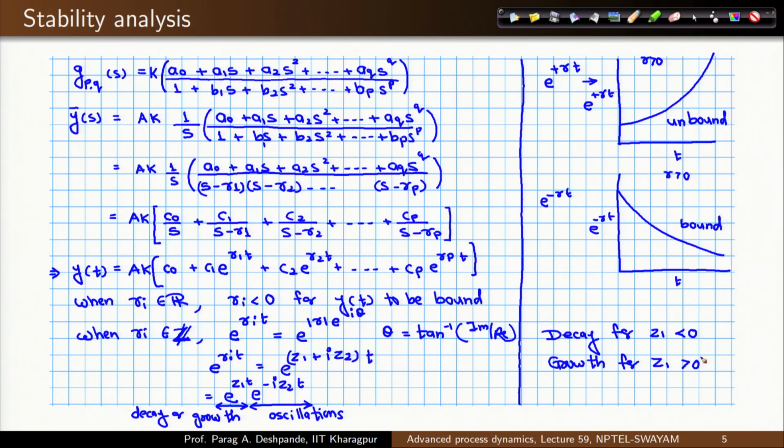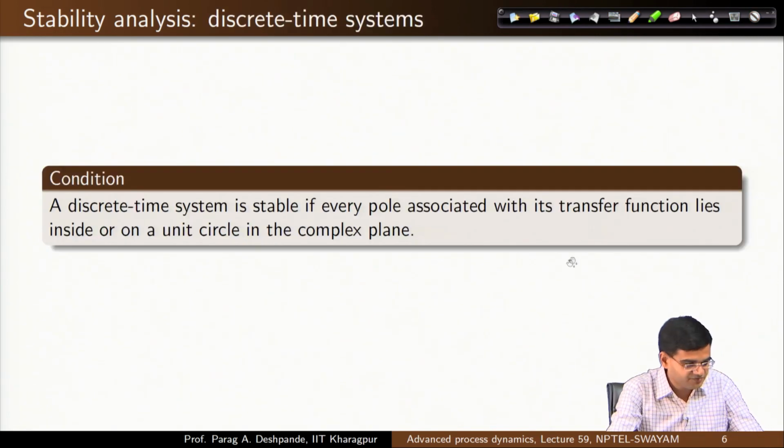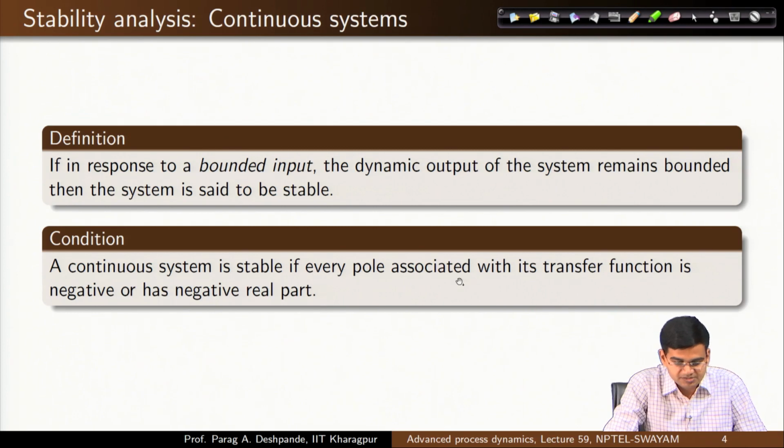So, therefore, it is pretty clear that when you have a system whose poles are all negative, or if the poles are complex numbers, all of the real parts are negative, it is only then that you can expect the system to be stable. Okay. So, let us quickly look into the statement which we had. A continuous system is stable if every pole associated with the transfer function has a negative real part or is itself negative. Okay.